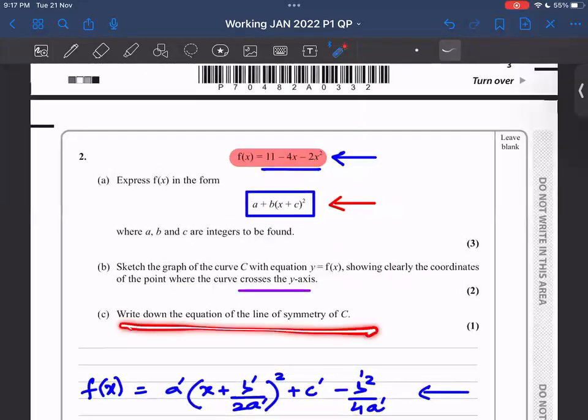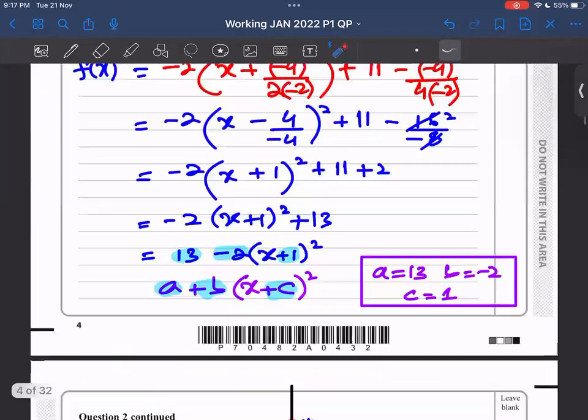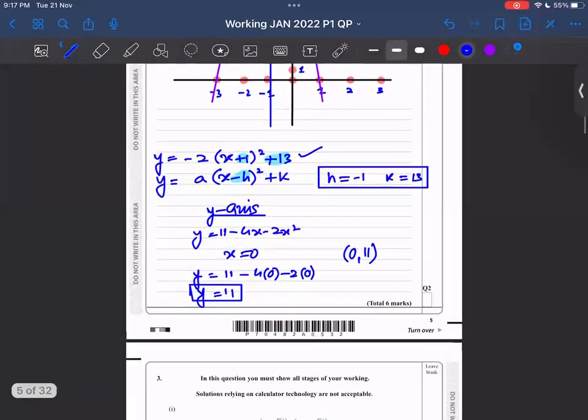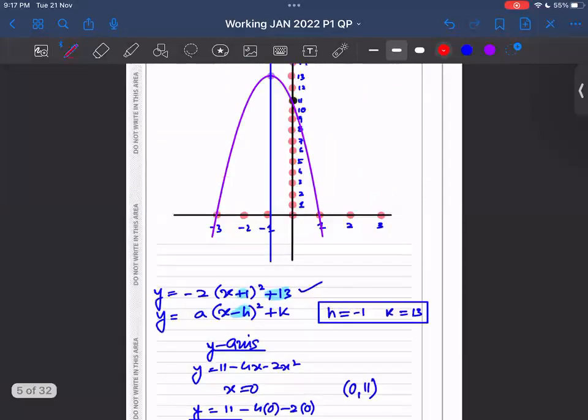Write down the equation of the line of symmetry of C. What is the equation of the line of symmetry of C? See which one is the line of symmetry here. This line over here is the line of symmetry. It is a line that shows the curve is divided into two equal parts. So what is the equation of this line? x is equal to minus 1. This is part C.